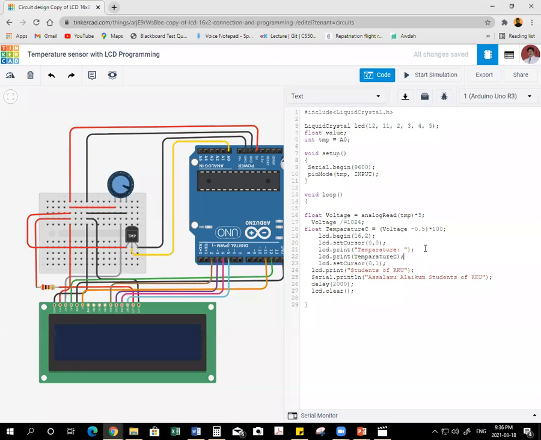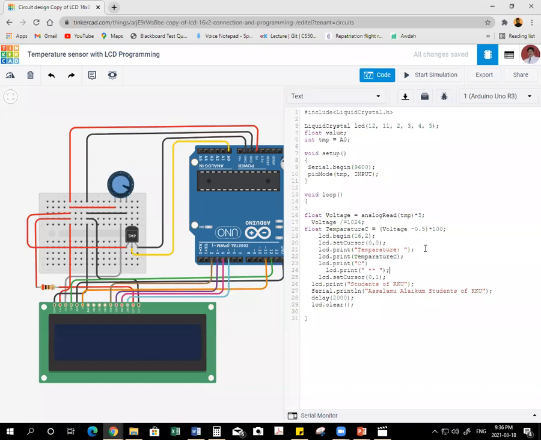Next lcd.print. Now I want to print it is in degree centigrade, like that I want to print, so that it has to differentiate. Now lcd.print, double quote, I print star star, so that I have some differentiation. Okay.